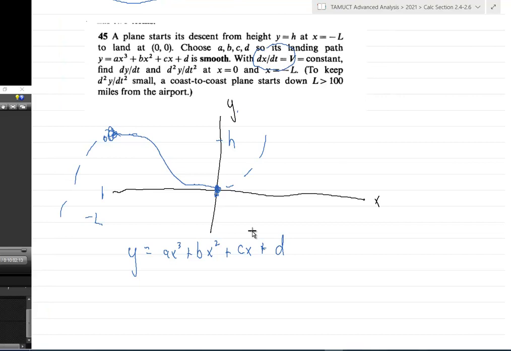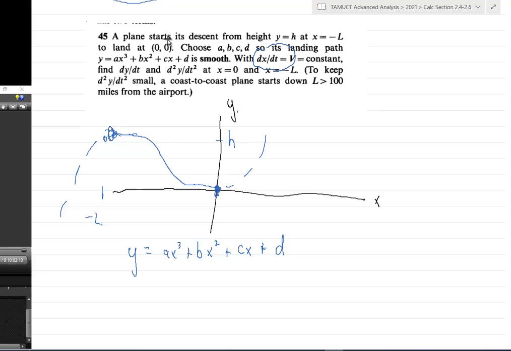Now, what do we know? Well, let's look at the information here. Here we say the landing is smooth. So what does that mean? That means, for instance, when I land at x equals 0, I should not have any bumps. That means that this curve should be completely horizontal. And of course, it should also pass through 0, 0.